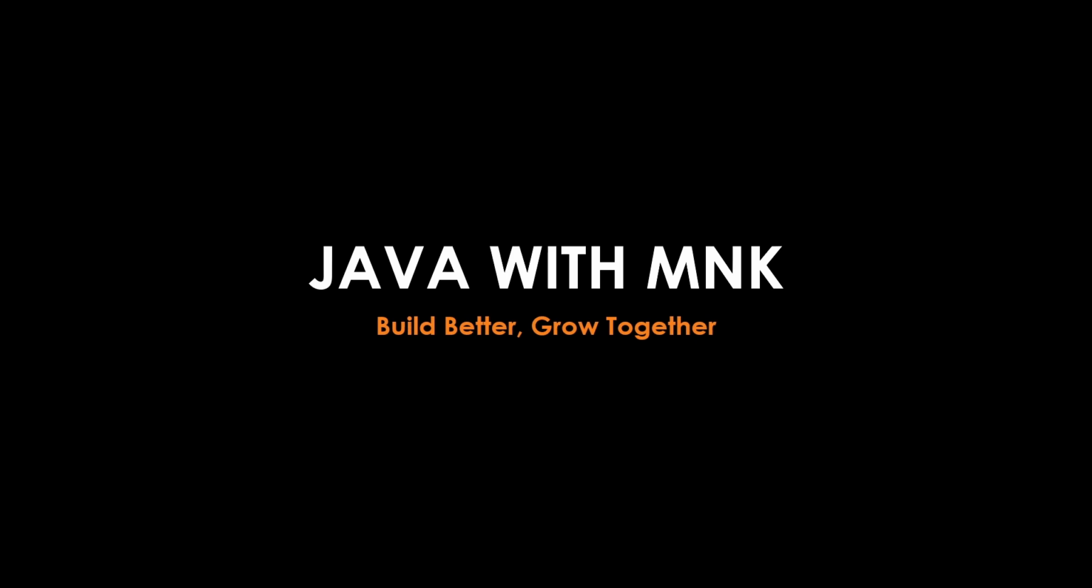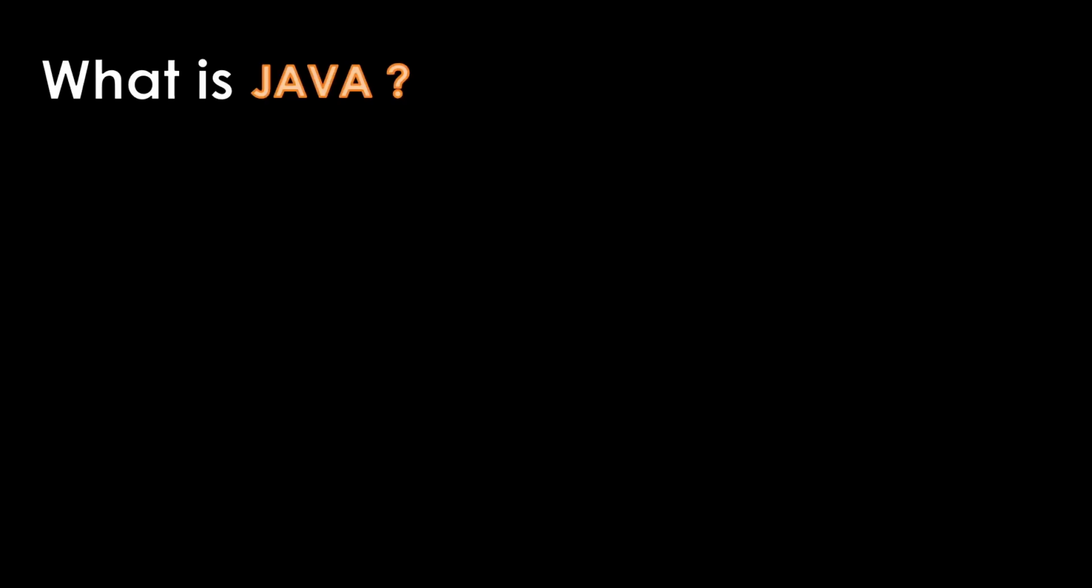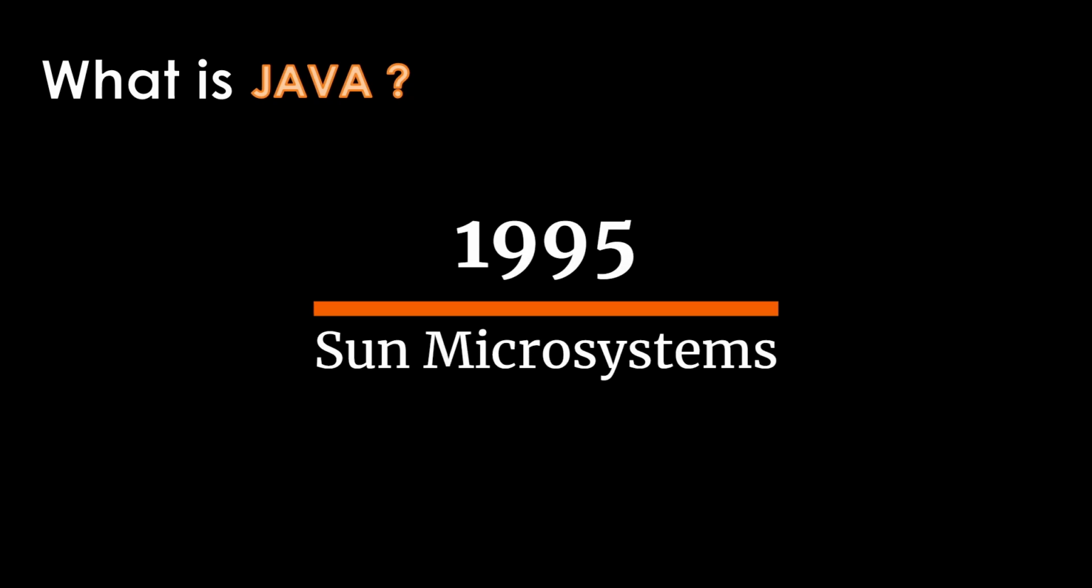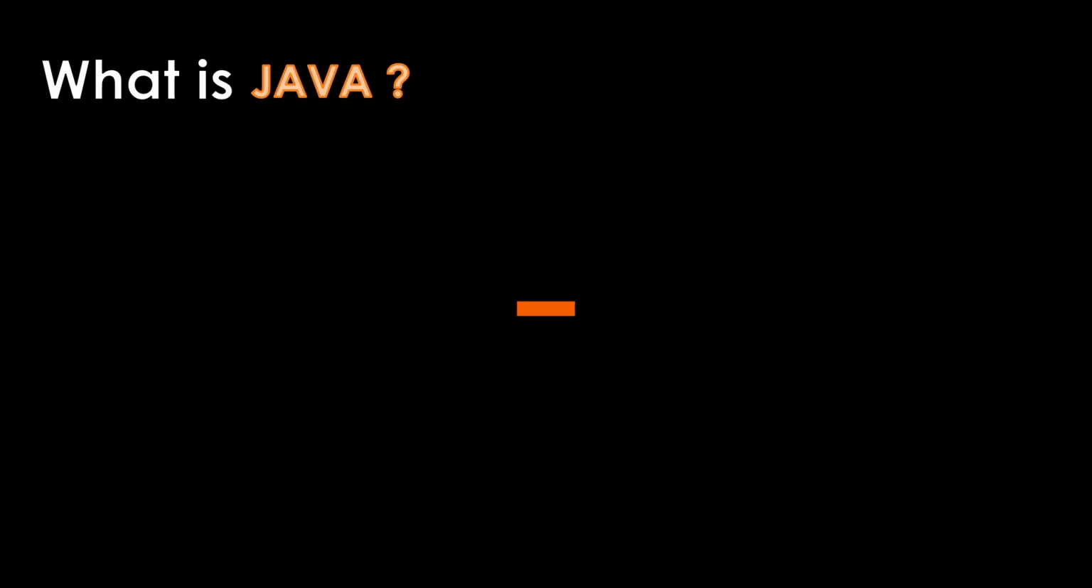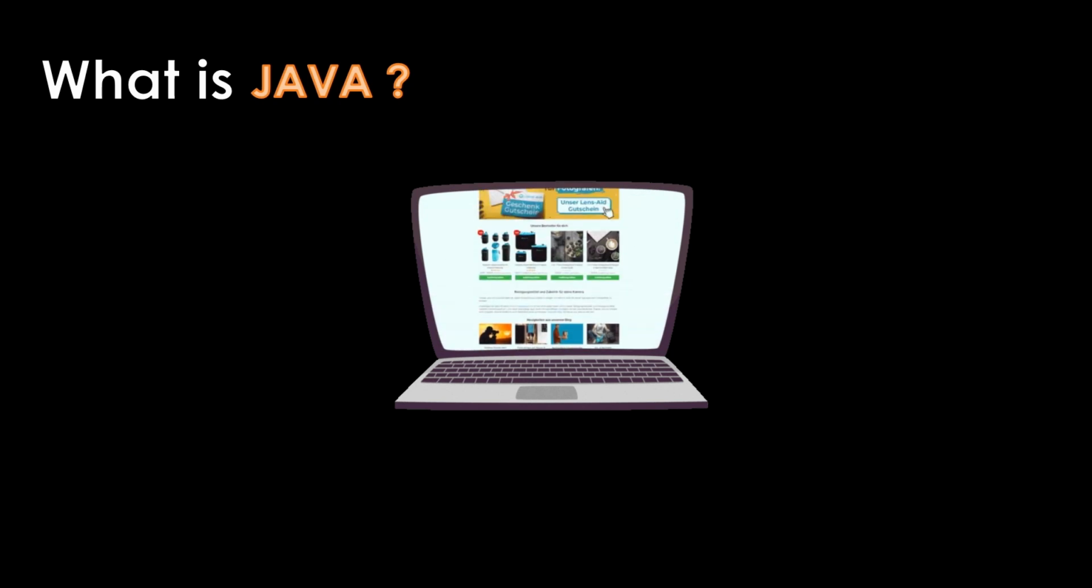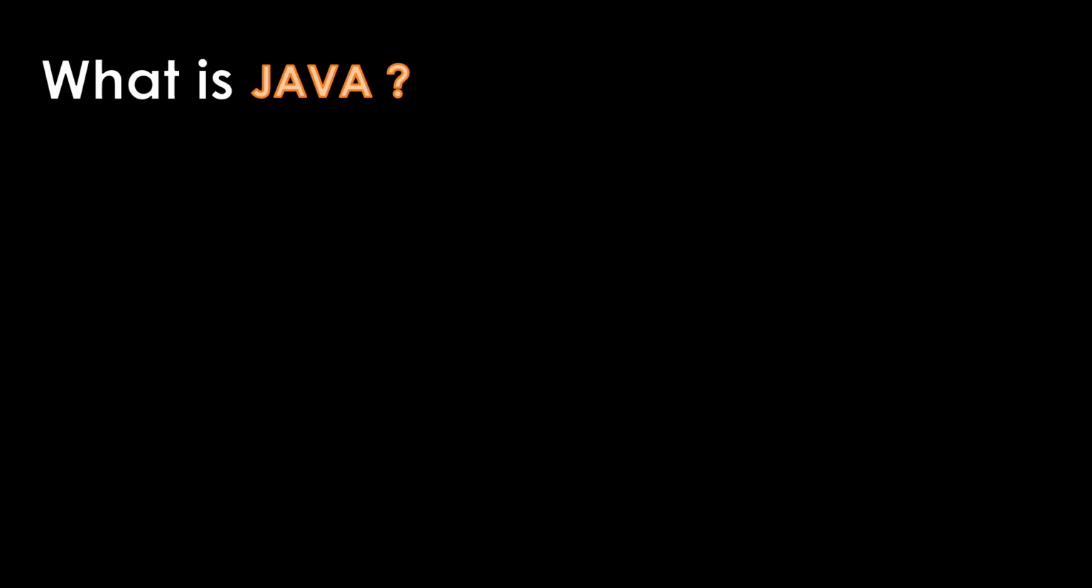Have you ever wondered how mobile apps, websites, or even games work behind the scenes? Well, today I'll introduce you to the language that powers all of this. That is the language called Java. So, what is Java? Java is a programming language created in 1995 by Sun Microsystems, and from then it's everywhere. It is used to build Android apps, websites, and even enterprise-level software. But why is Java so powerful?